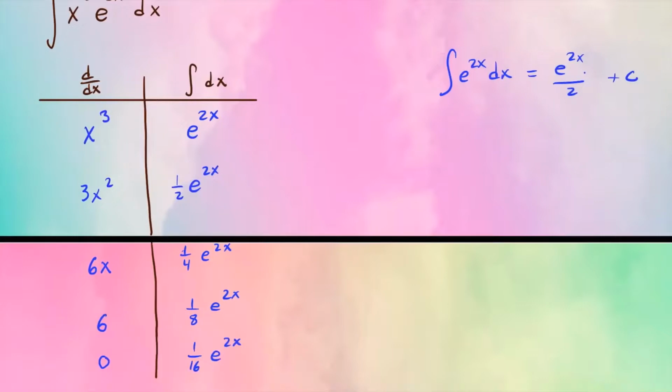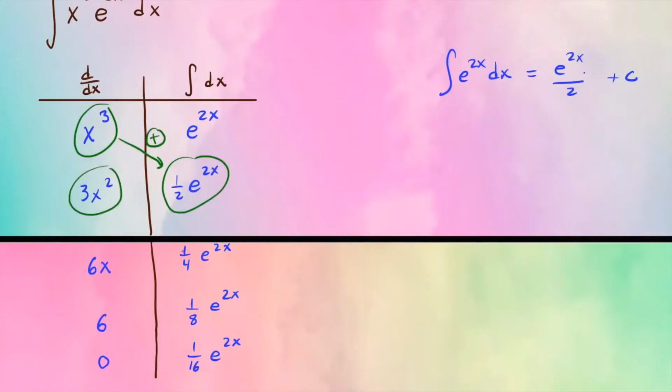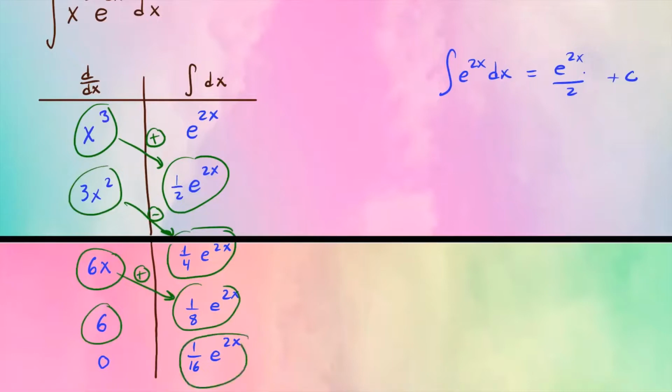Now we cross them like this. This times that, first with the second with a plus sign, then this with that, and we're going to alternate with a minus sign. This one with that one is going to be a plus sign, and then the last one, this one with that one, is going to be a minus sign.